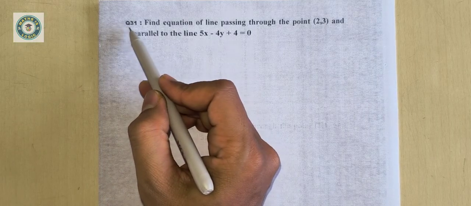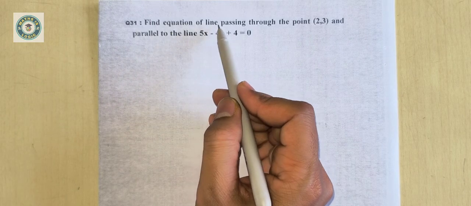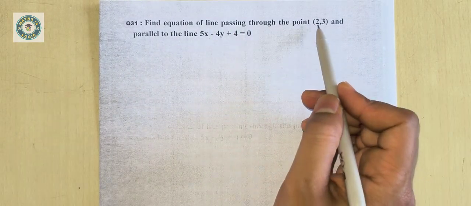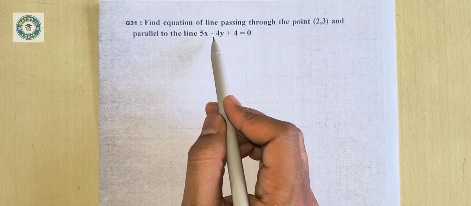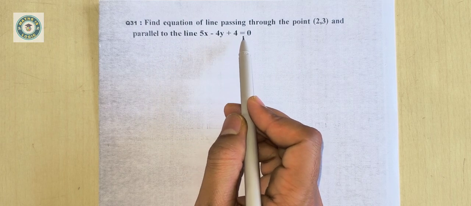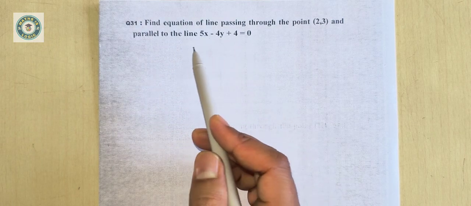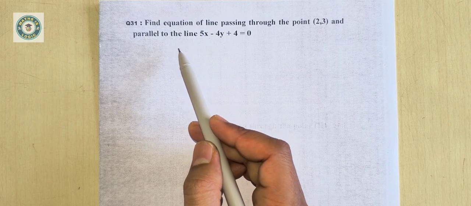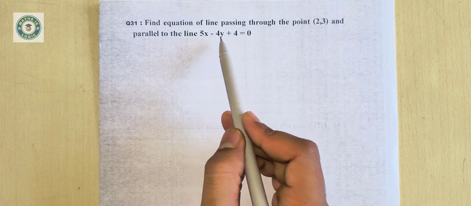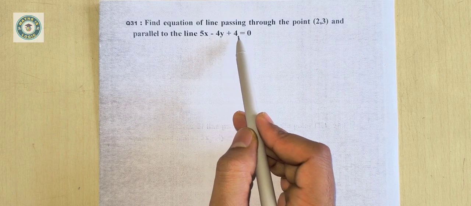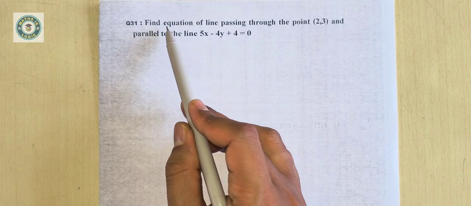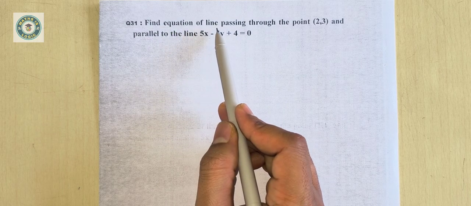So next, question number 31. Find the equation of the line passing through the point (2, 3) and parallel to the line 5x minus 4y plus 4 is equal to 0. In this question there are two lines. The second line's equation is already given: 5x minus 4y plus 4 is equal to 0. We need to find the first line's equation.